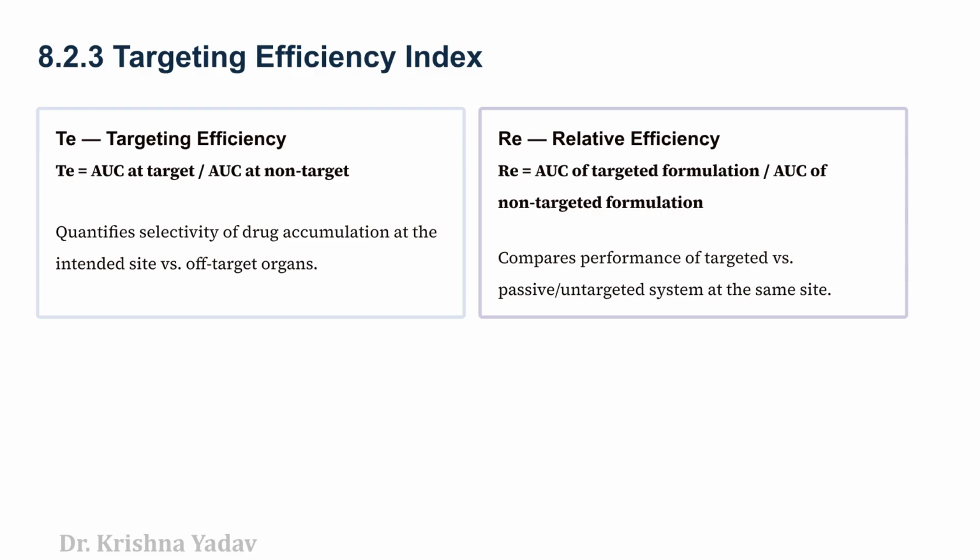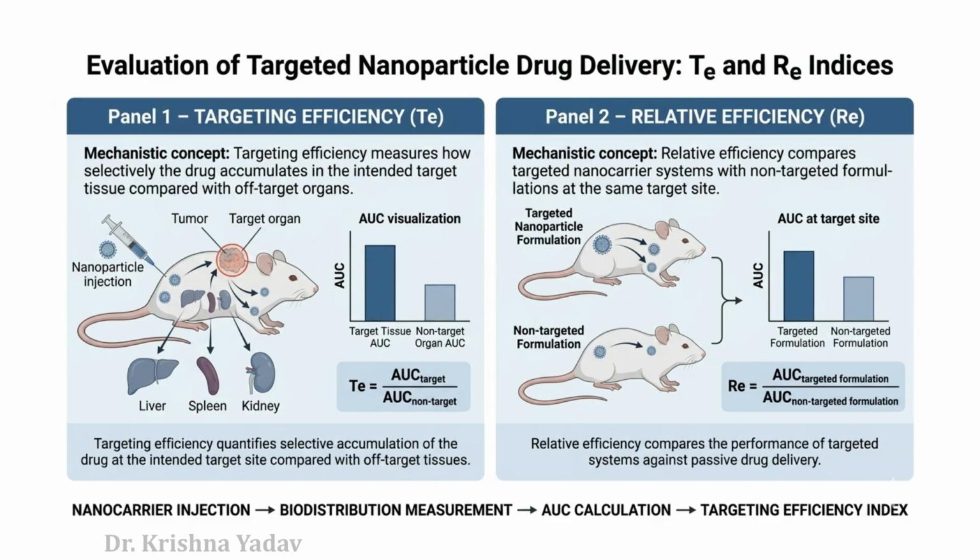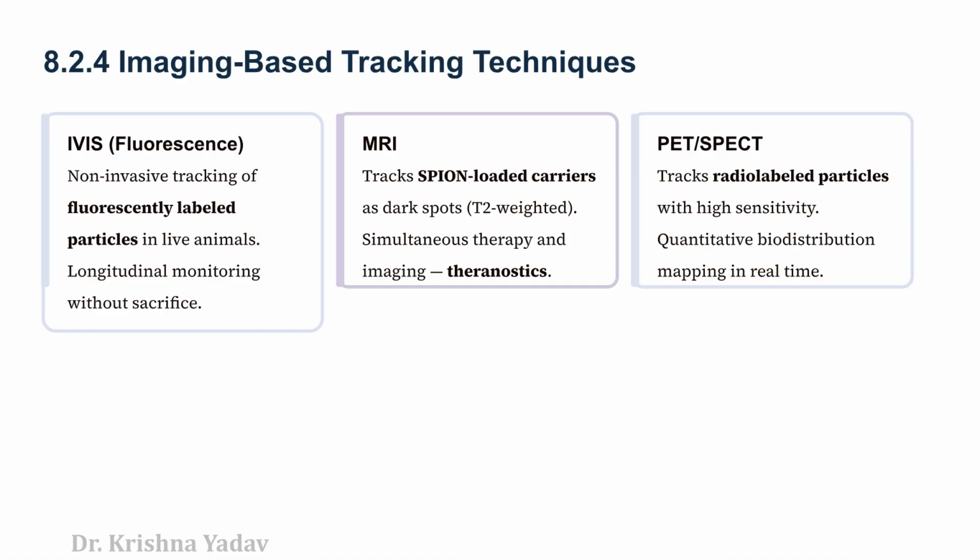formulations. Targeting Efficiency Index, TE, quantifies drug accumulation selectivity at the target versus non-target sites. Relative Efficiency, RE, compares the performance of the targeted formulation against a non-targeted one at the same site. This visualization shows the calculations and interpretations for both the Targeting Efficiency Index and relative efficiency, providing quantitative metrics for targeted drug delivery systems. Imaging-based tracking techniques allow non-invasive monitoring in live animals.